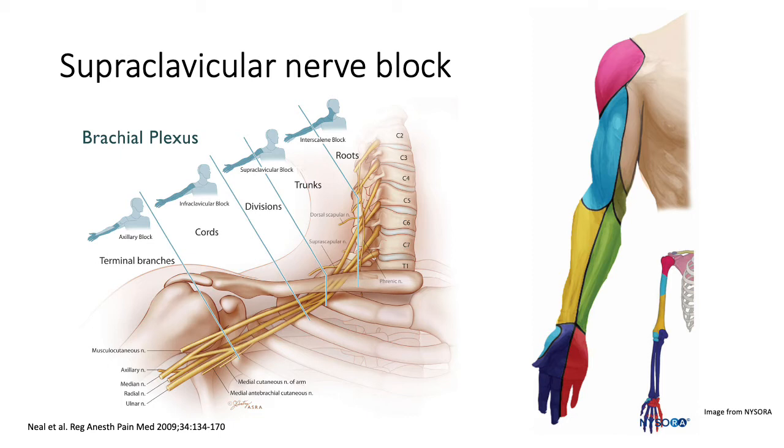The image on the right shows what the supraclavicular nerve block covers. As you can see, it covers most of the arm. However, the medial aspect of the proximal arm may not be covered, and you need an additional injection called an intercostobrachial nerve block. We will go over this later on in the lecture. The supraclavicular nerve block blocks at the level of the trunks of the brachial plexus.